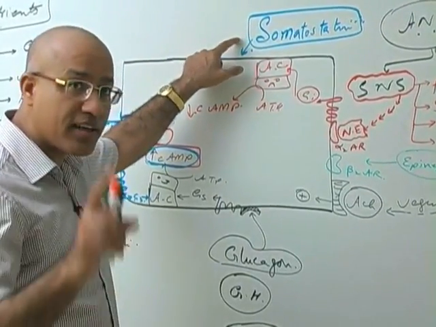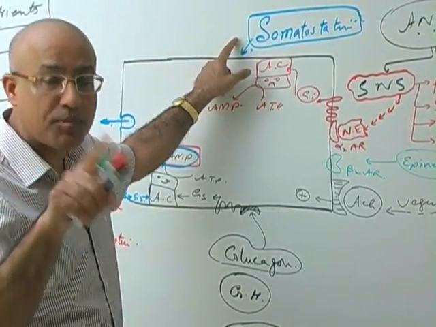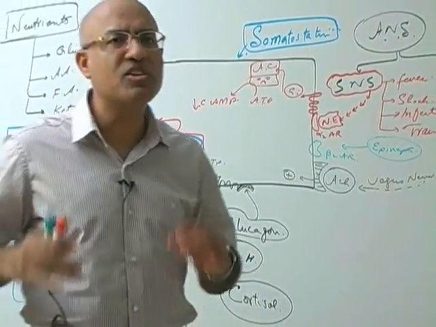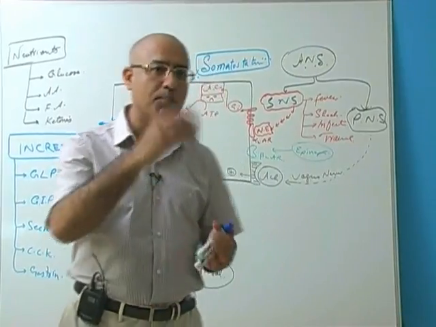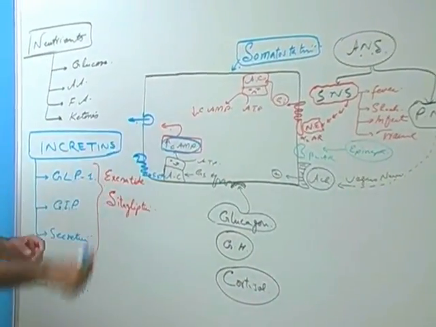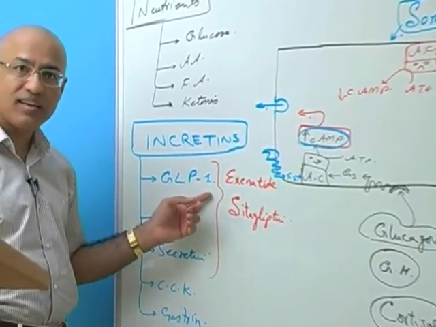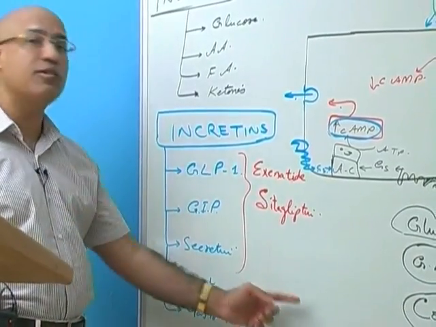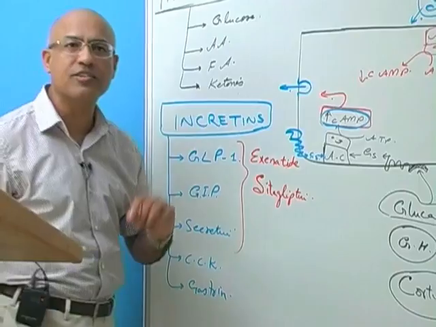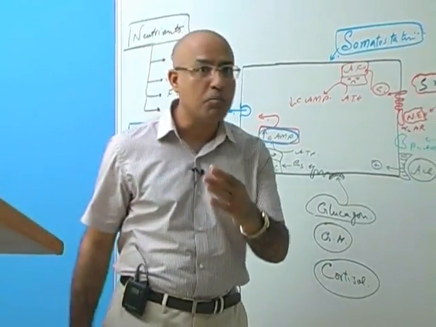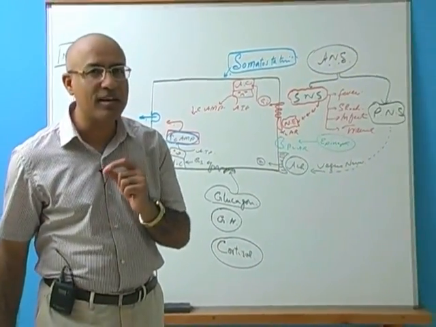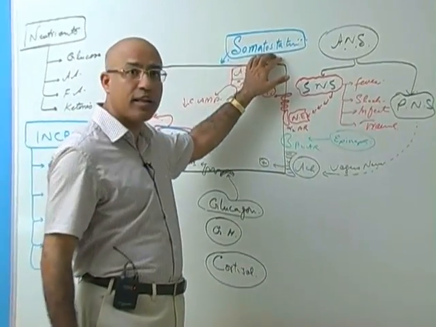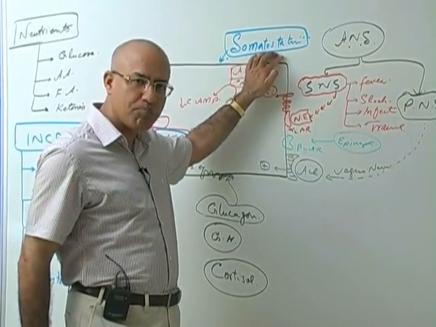So somatostatin inhibits the release of insulin. It also inhibits the release of glucagon. Even it inhibits almost every hormone of GIT. For example, somatostatin can inhibit the release of glucagon like peptide 1, inhibit the release of GIP, inhibit the release of secretin, inhibit the release of cholecystokinin, inhibit the release of gastrin, inhibit the release of motilin, inhibit the release of vasoactive intestinal peptide. So basically it's a universal inhibitor of many peptide hormones.